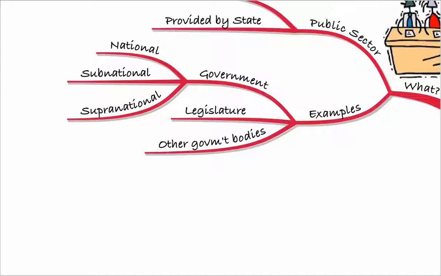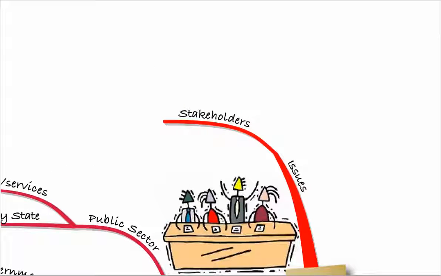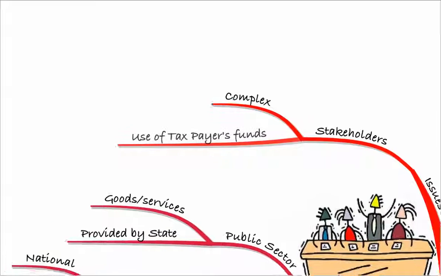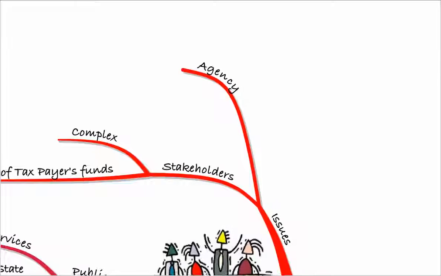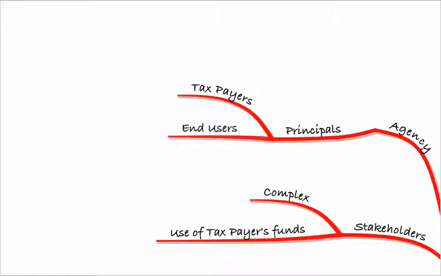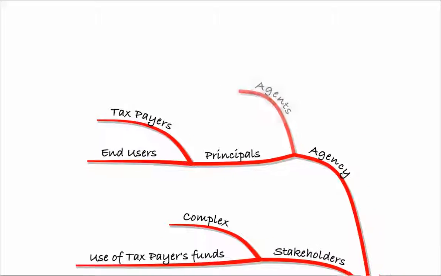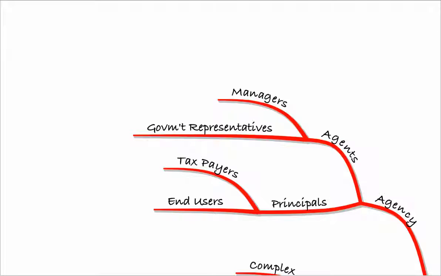There are some issues around public sector governance, such as identification of stakeholders. Remember, this can be complex because of the use of taxpayers' funds. So there are lots of stakeholders when it comes to public sector governance. There was also the agency relationship between the principals, in this case the taxpayers or indeed the end users of the service, and the agents, being the management or the government representatives who manage the assets of the organisation on behalf of the principals.